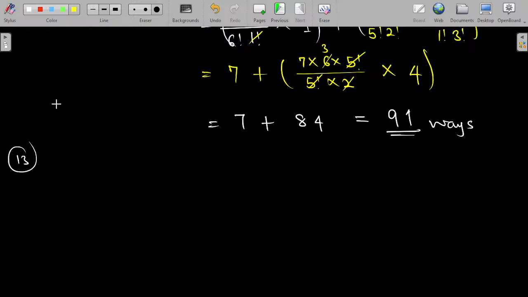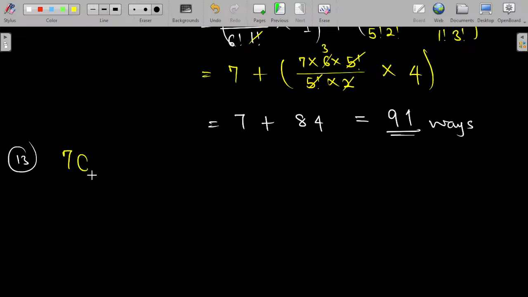Okay, so this one is just straightforward. So you are given 7 black balls and you need a total of 5 balls. Okay, and in that 5 balls you want 3 to be black. So that means you're selecting 3 black out of 7 black. So let's just go ahead straight away.